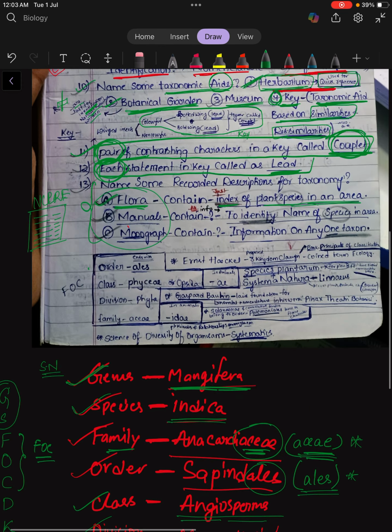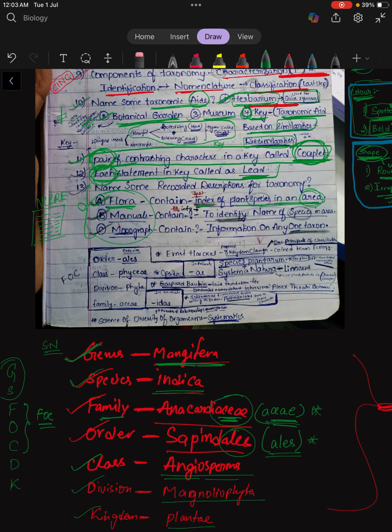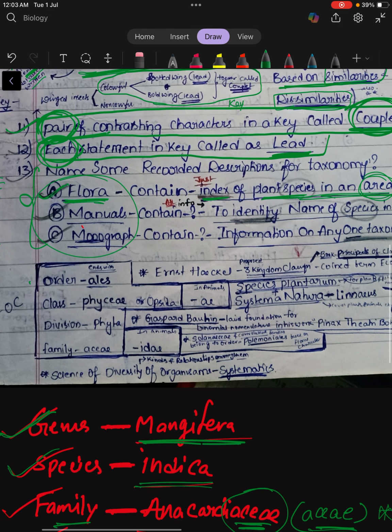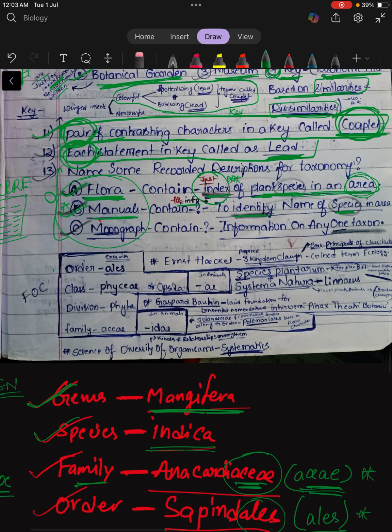That means in that specific area, what species will be present, those are all enlisted in flora. Then if you want to identify a specific plant in that area, you can simply refer to the flora of that area. Then you can identify the plant species, but it does not contain all the information regarding the plant species. Remember, just the index. Okay. Next one was manual. A manual contains all the information to identify the name of the species. So it will be very useful, more than flora.